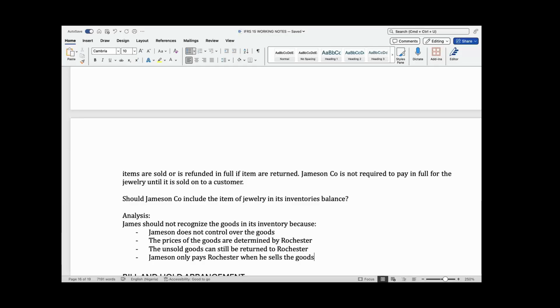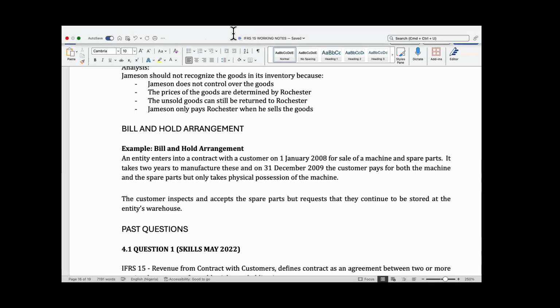So as Jameson, you cannot put it in your books as your inventory, because you don't have control. You don't determine prices. You are still supposed to return it back to the owner. You only pay when you sell. If you don't sell, you just return the goods. So really, it's just a consignment arrangement. And the final one is bill and hold.